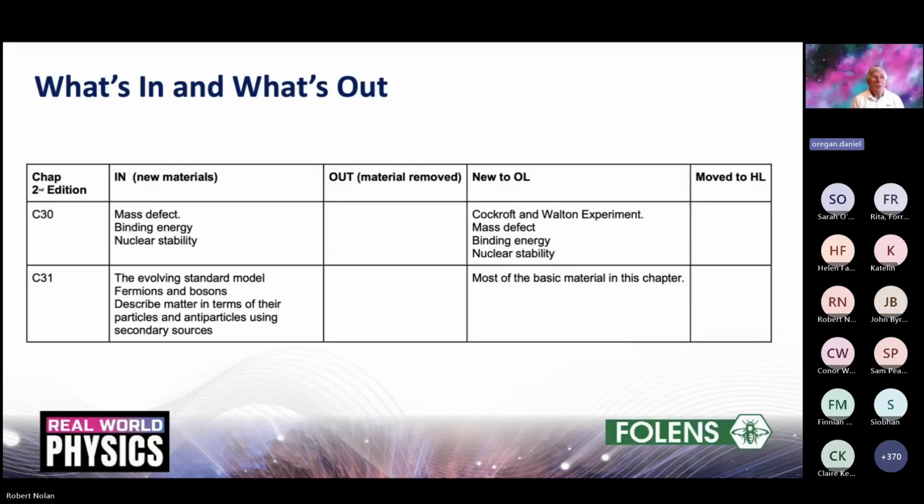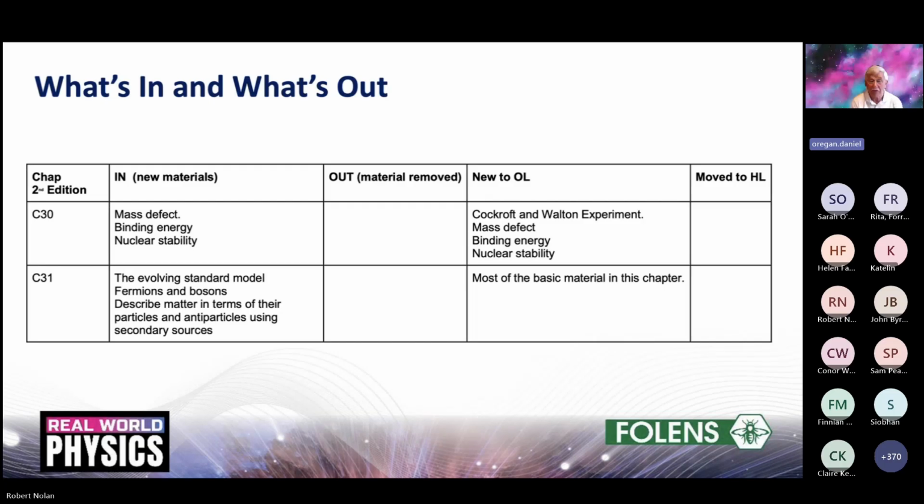Chapter 30, which is fission, fusion, and nuclear energy. There's a few new things in there. The idea of mass defect, binding energy, and nuclear stability. And that's also new to ordinary level. And again, you'll see examples of it in the sample papers. You've probably seen them already. At ordinary level, the calculations are fairly straightforward. At higher level, you just have to be careful with all the numbers that are flying around, but it's straightforward.